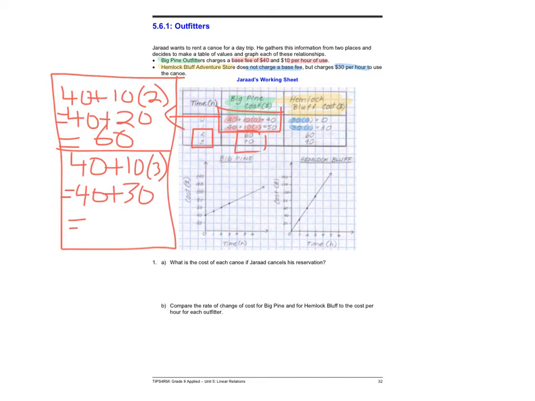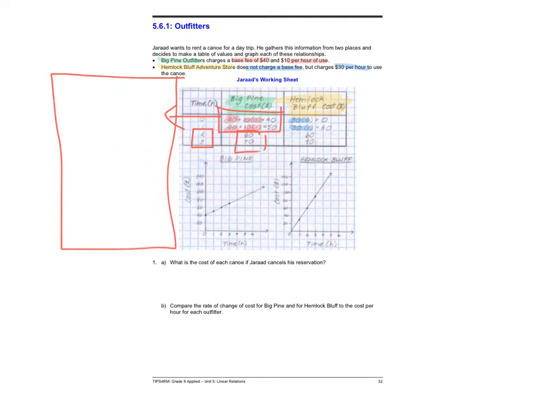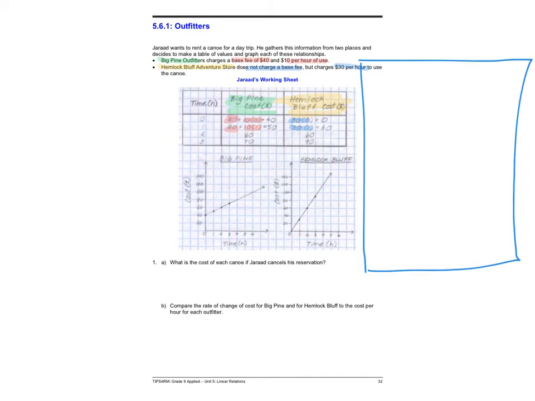We're going to move on and look at the costs for the Hemlock Bluff Adventure Store. Just give me 1 second to clear my screen. Alright, and so looking at the Hemlock Bluff cost, if we have a cost from 0 hours, we do 30 times 0 to give us $0. And if we're looking at 1 hour, we're going to do 30 times 1 to get 30. The reason we don't have any addition here is because up in the question we're told there's no base fee.